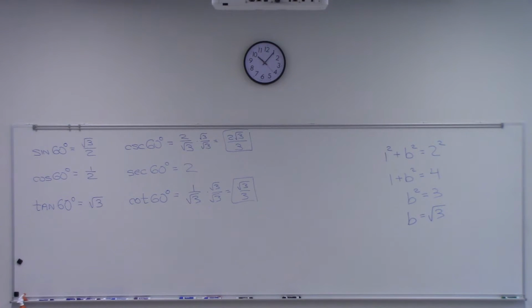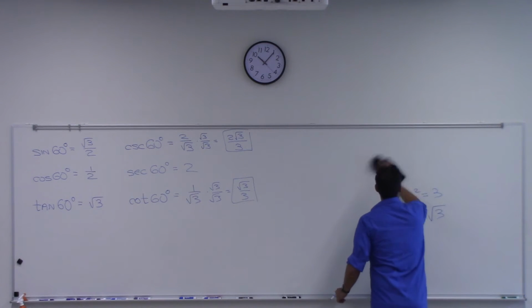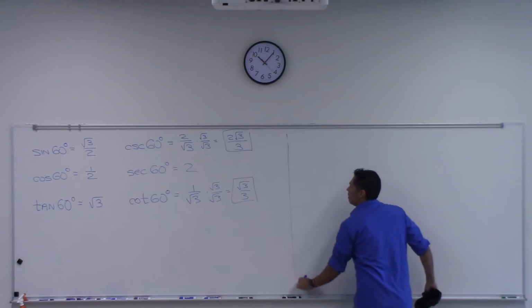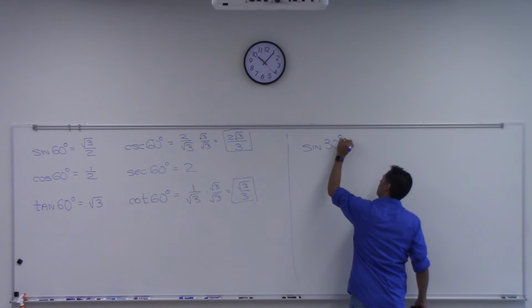So we got all 6 for 45. We've got all 6 for 60 degrees. How about for 30 degrees? I bet you we can get them for the 30 degrees without having to do any work. What is sine of 30 degrees?